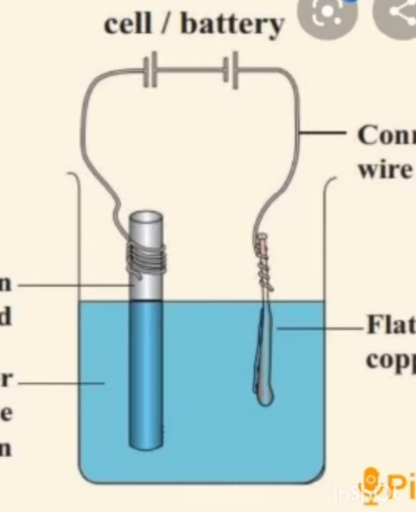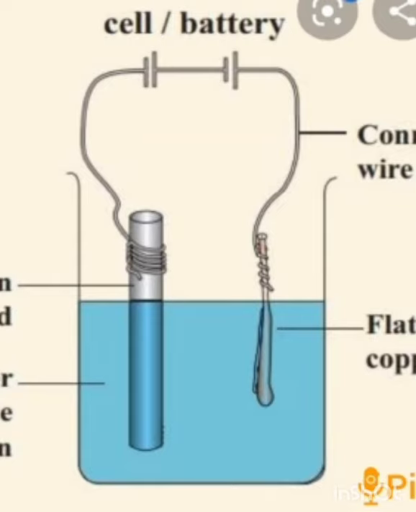Students, next topic, chemical effect of current. You just view this diagram. You can see the carbon rod is connected to the negative terminal of the battery and the flattened copper wire is connected to the positive terminal of the battery, and it is immersed in the solution.